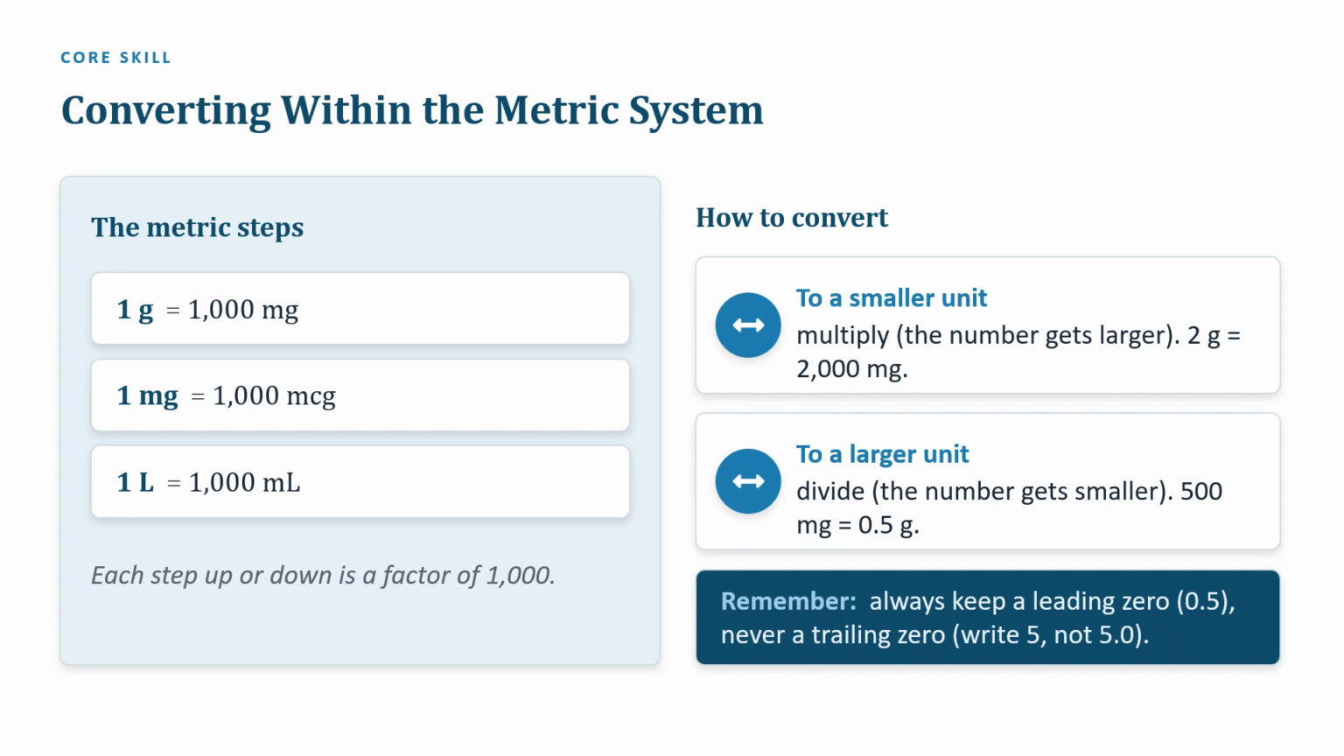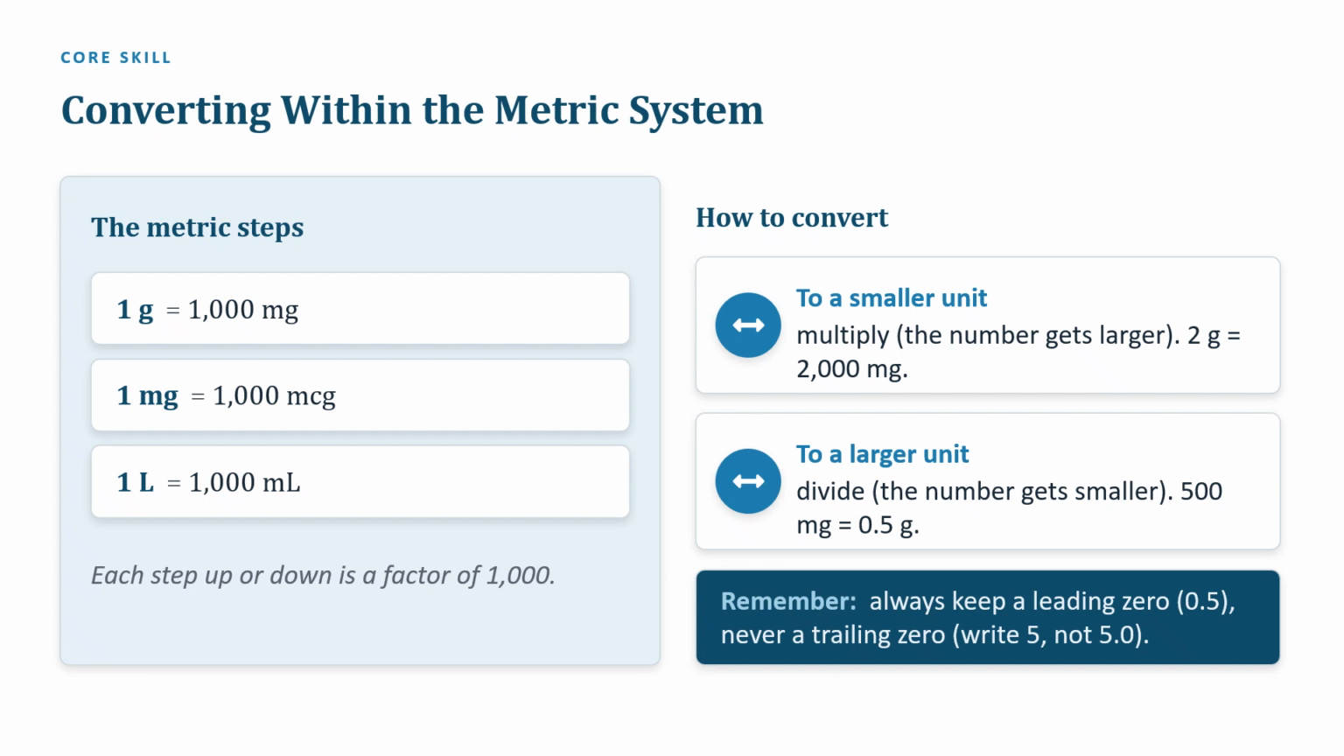This is the core skill that everything else depends on, so let's slow down and make it solid. Converting within the metric system sounds technical, but it follows one friendly pattern. Look at the steps on the left. 1 gram equals 1,000 milligrams. 1 milligram equals 1,000 micrograms. And 1 liter equals 1,000 milliliters. Notice that each step between neighboring units is a factor of 1,000. That single fact powers every metric conversion you will do.